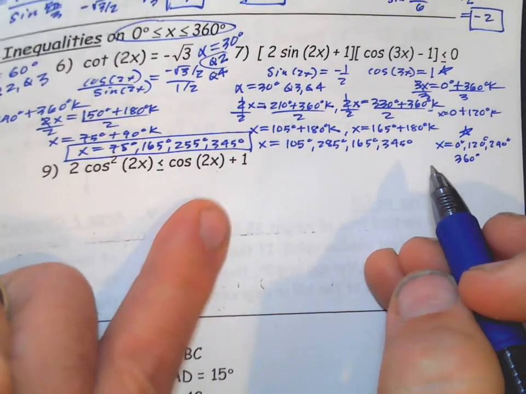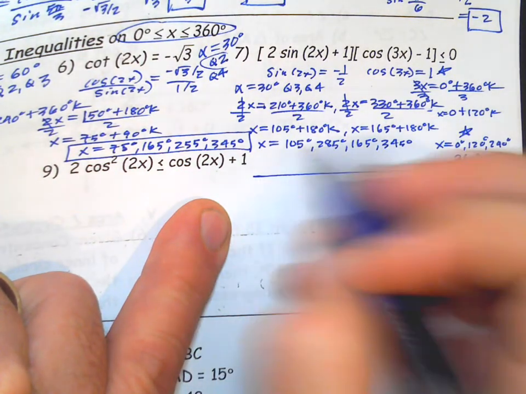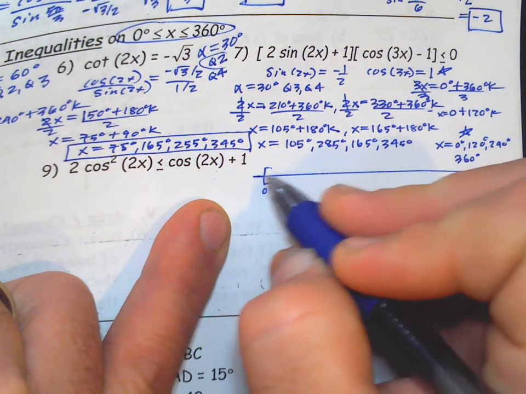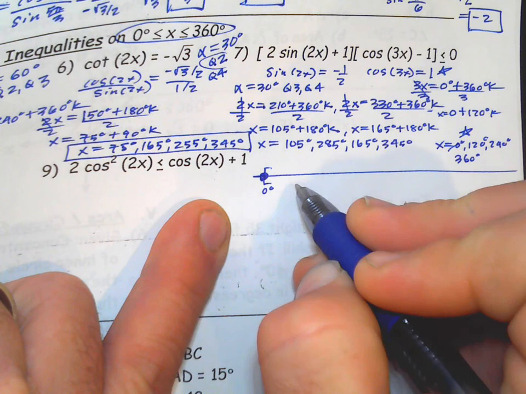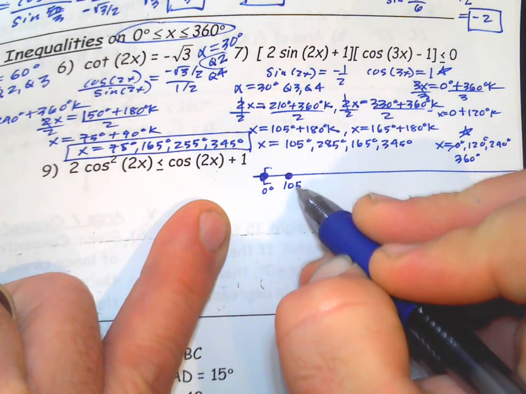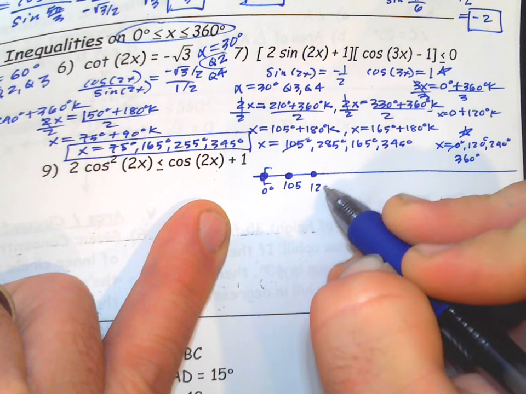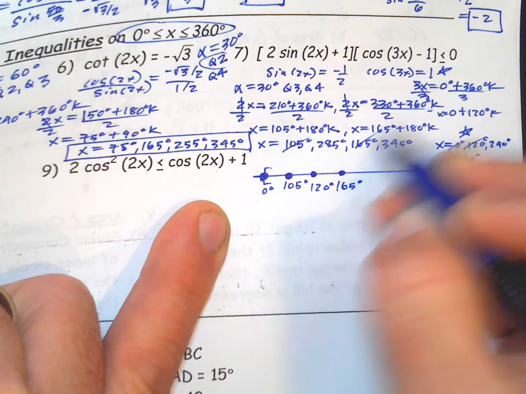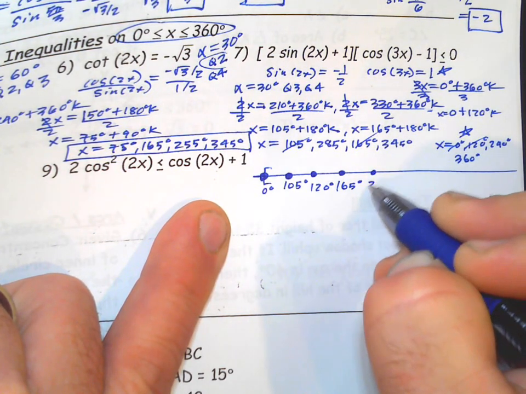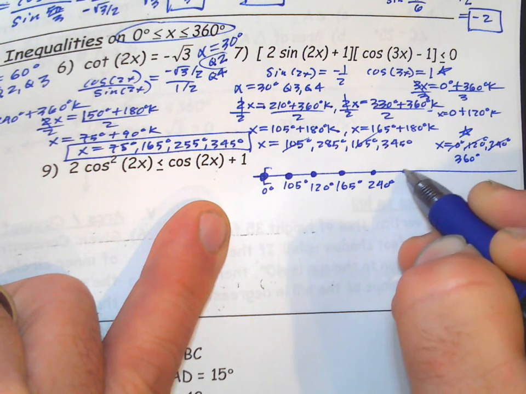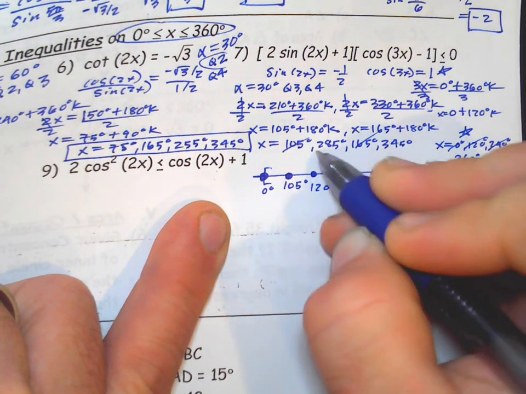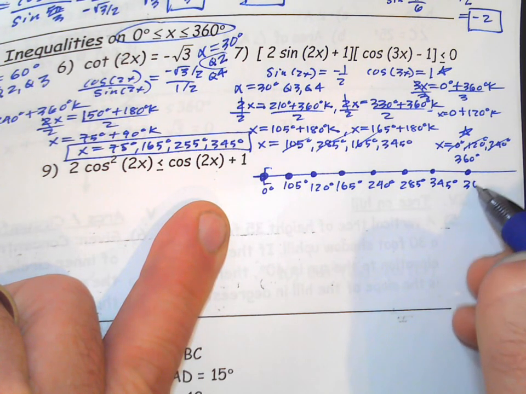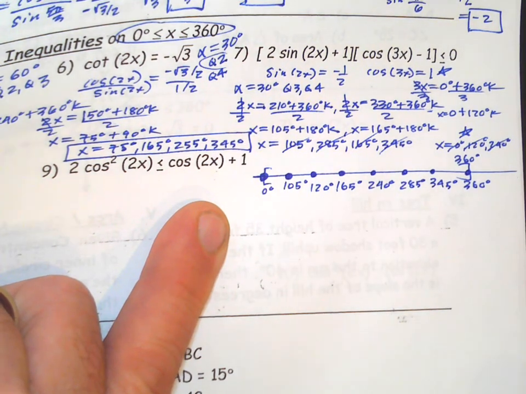So we're going to do a line check. Set up a line check. Little barriers here. So 0 is actually a dot. These are all solid dots. 0, 105, 120, 165, 240, 285, 345, and 360. Make sure you put them all on there, left, right, in order.